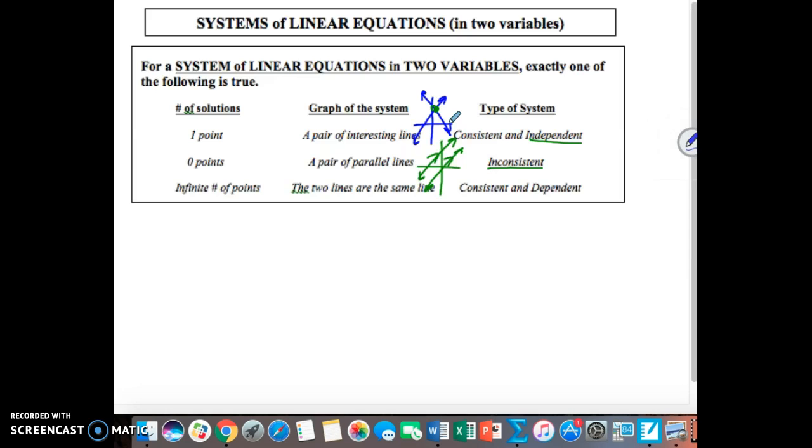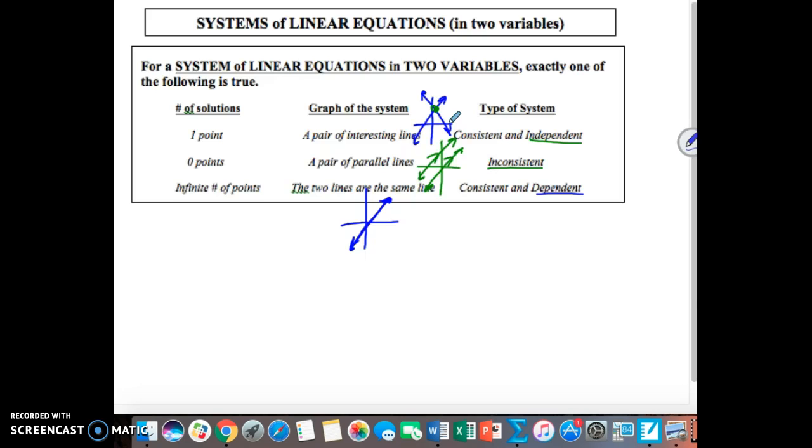Then if we have an infinite number of solutions, these two lines are the exact same line. So they would literally just be two lines drawn directly on top of each other. And this type of system is consistent and dependent.